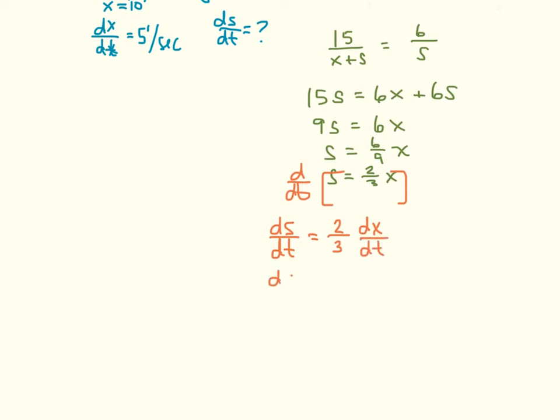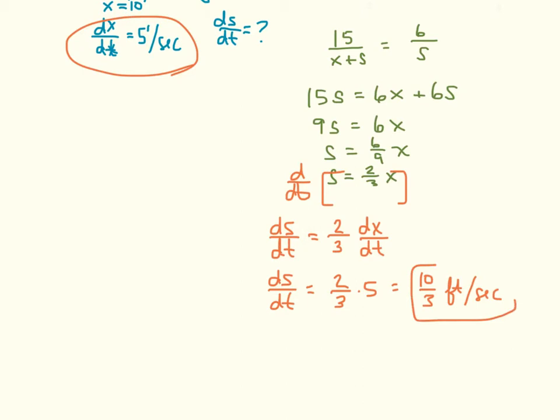is equal to 2/3 dx/dt. And so for ds/dt, we're just going to plug in the rate of change of x, which we have right here, is 5 feet per second. So 2/3 times 5 is going to be 10/3. And then we need a unit of measure, and that would be feet per second. And so the rate of change of the shadow is 10/3 feet per second.